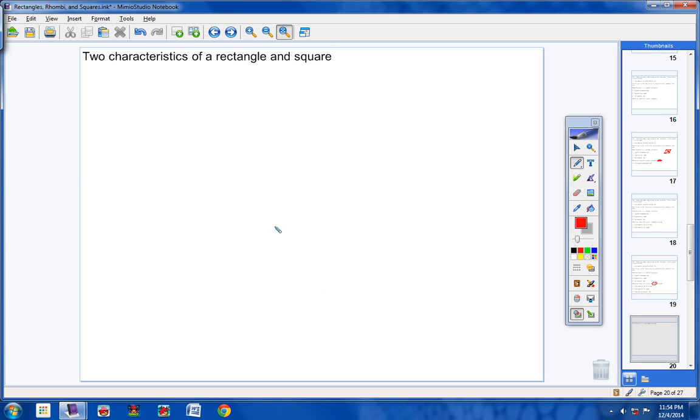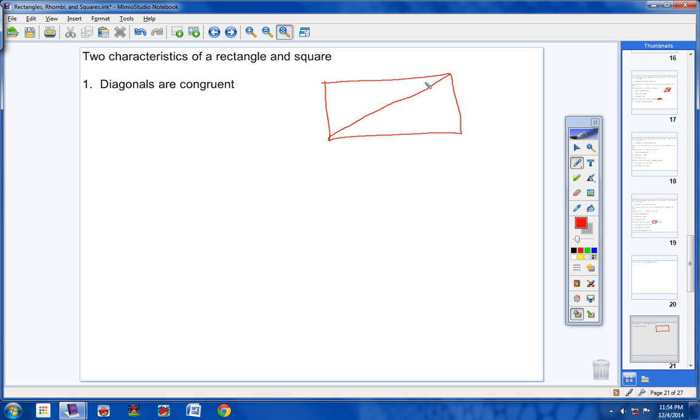Okay? 2 characteristics of a rectangle and square. Here they are. Diagonals are congruent. So listen, guys. If you have a rectangle, okay, you know for sure the diagonals are congruent. So if this whole length of this line here is 10, then you know this whole length here is 10.